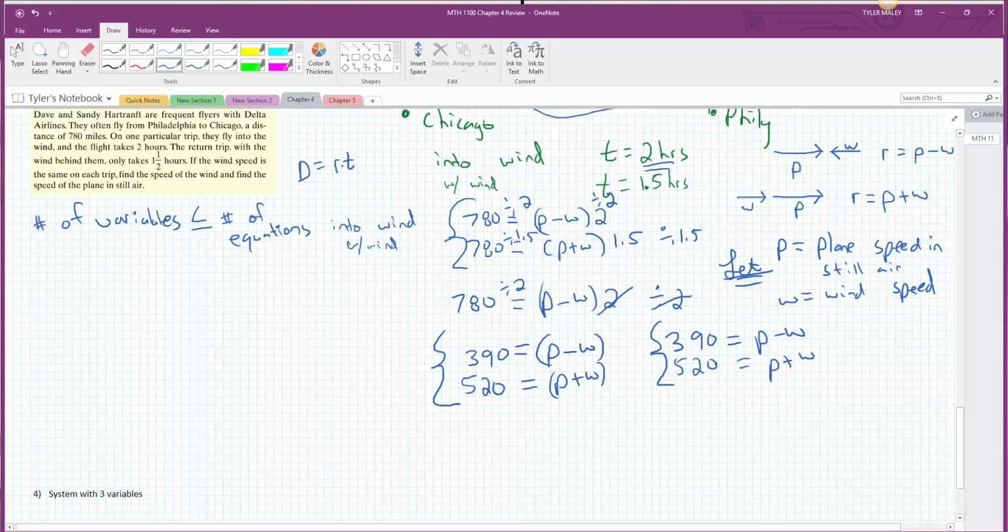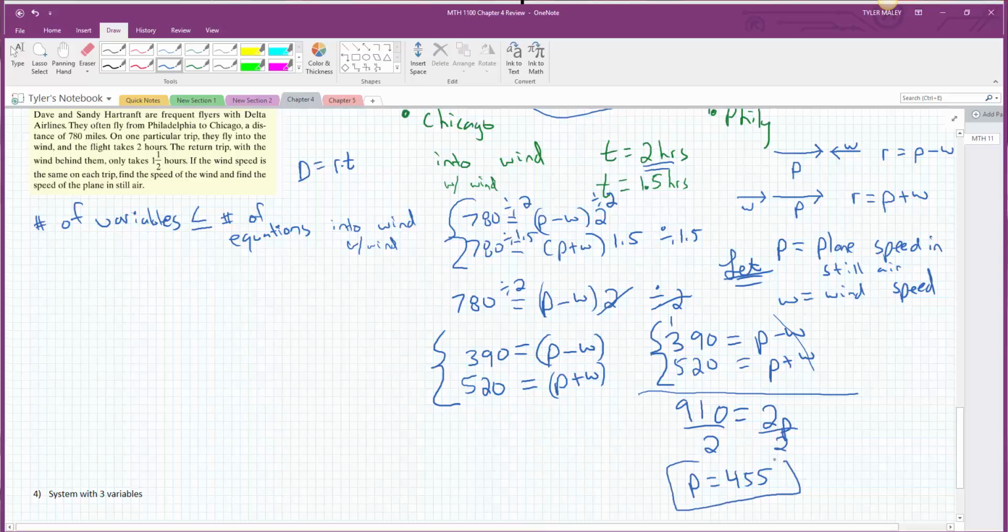Right. So then you'll see what method seems very natural here: the addition method, because when I add these, my w's will cancel, right? So what I would get is 2p equals 910. So we get 910 equals 2p, and if I divide both sides by 2, I get p equals 455.